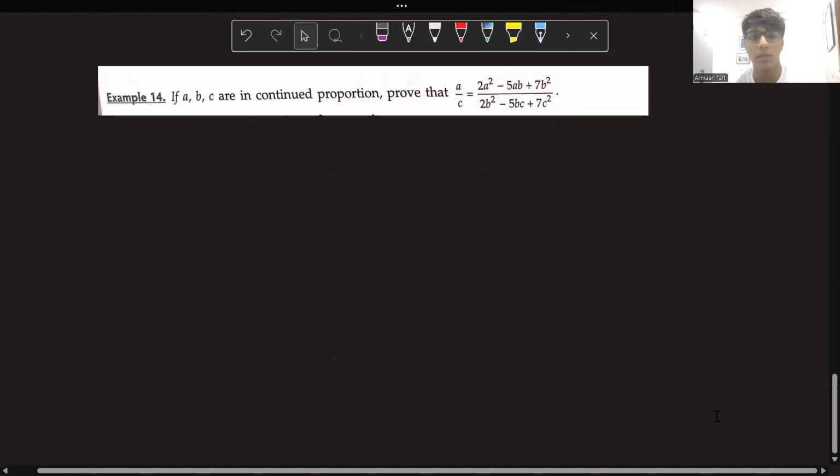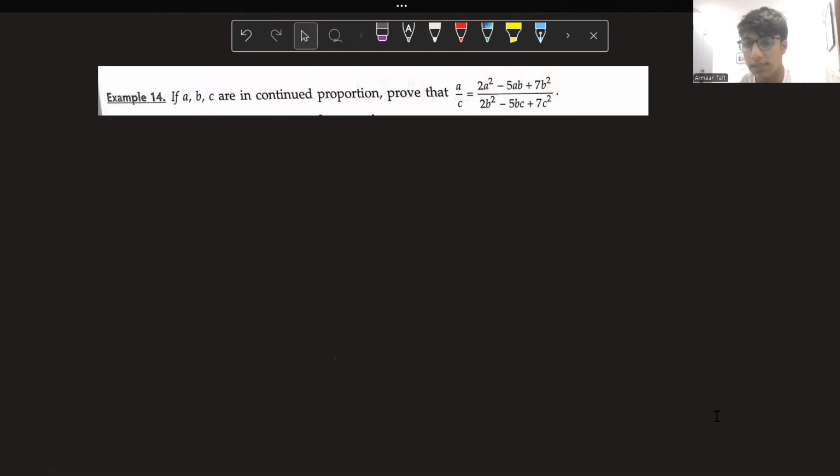Okay. Now we've been told that a, b, c are again in continued proportion, and we have to prove this. So now the questions really start from here on, and these are the questions which you're likely to see in your examinations. a, b, c are in continued proportion. So let's just write that down. We know that a by b is equal to b by c, right?